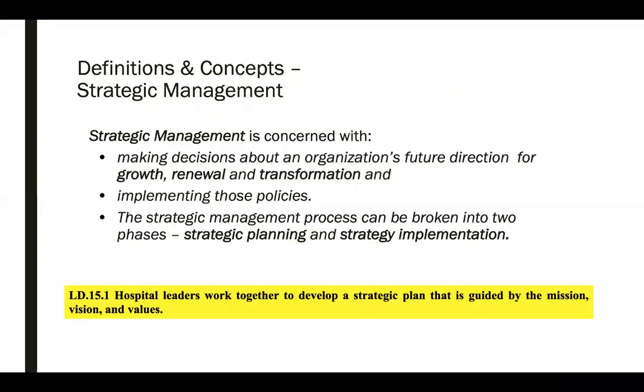So definition, concept, strategic planning, strategic management concerned with making decisions about an organization's future direction for growth, renewal and transformation, and implementing those policies. The strategic management process can be broken into two phases: strategic planning and strategic implementation. We will talk later in other slides.